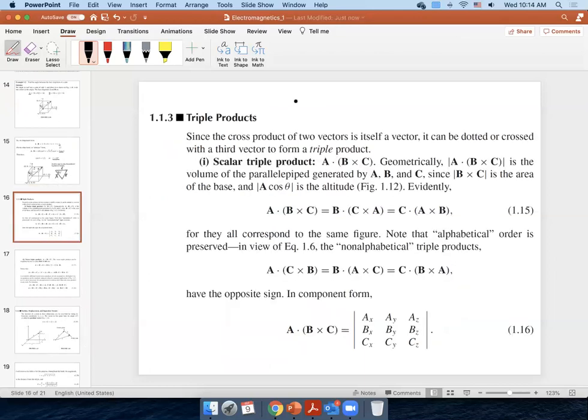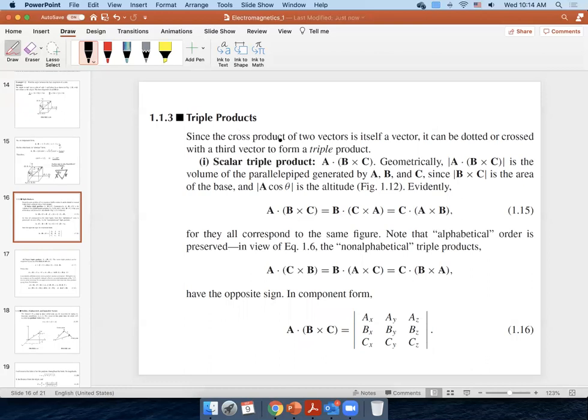Okay, triple product. For triple product, we're not going to introduce the details here because we don't use those features quite frequently. When we need to use them in future lectures, I'll go back to here to introduce it one more time. But now let's just go through it quickly.